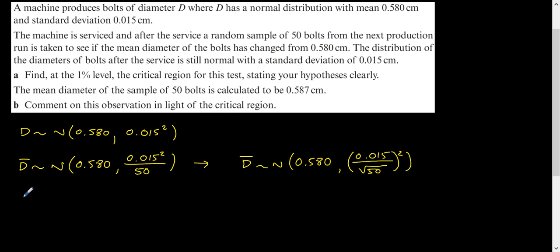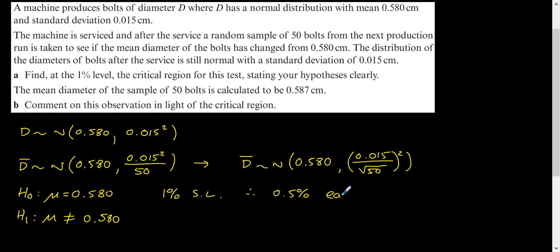So our null hypothesis is that the mean is 0.580. Our alternate hypothesis this time is that the mean is not 0.580 because it's two-tailed, because we don't know if it's gone up or down. It's just to test whether or not it's changed. We have a 1% significance level, which translates to 0.5% at each tail, because we split that significance level in two because it's two-tailed. And we're asked to find the critical region. So we have a two-tailed test.